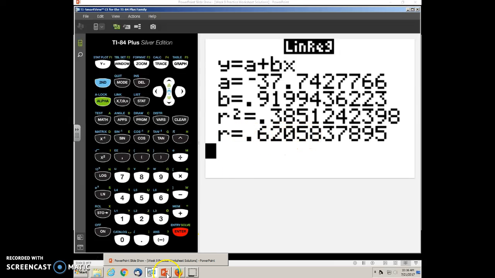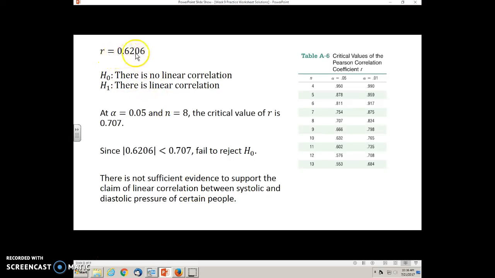So first we'll use r. So r is 0.6206. Null hypothesis, there is no linear correlation. Alternative, there is linear correlation. In this case, n equals 8 because there are 8 ordered pairs. So the critical value at the 0.05 significance level is 0.707. In this case, our calculated r is not greater than 0.707, so we fail to reject the null hypothesis, and there is not sufficient evidence to support the claim of linear correlation between systolic and diastolic pressure of certain people.